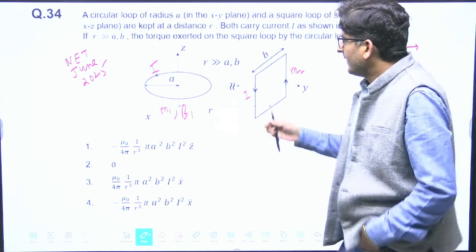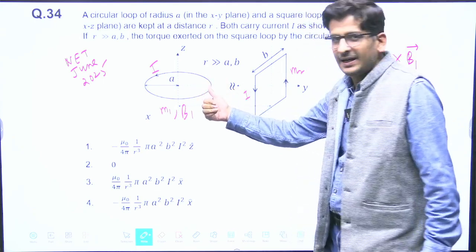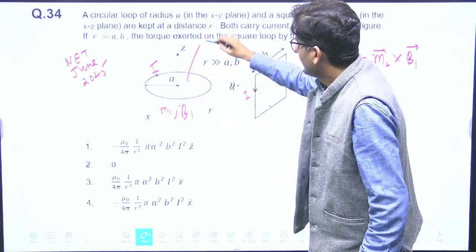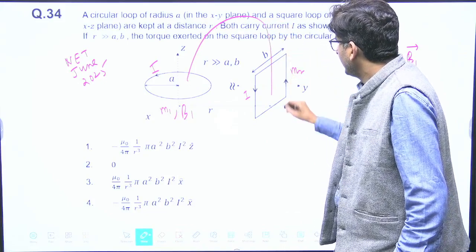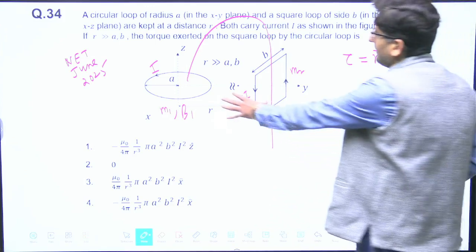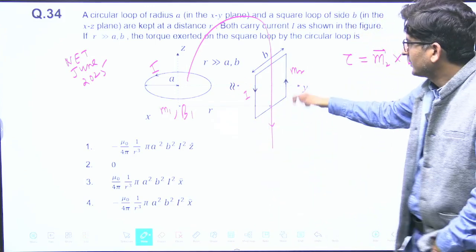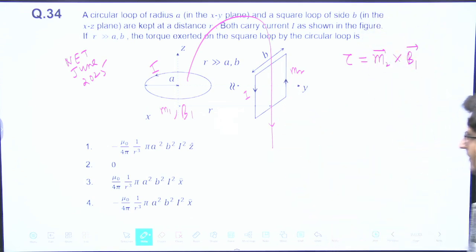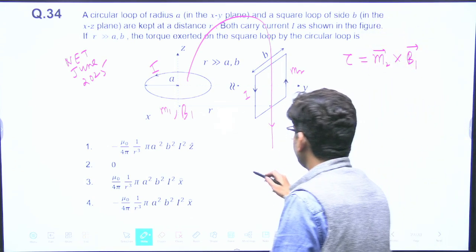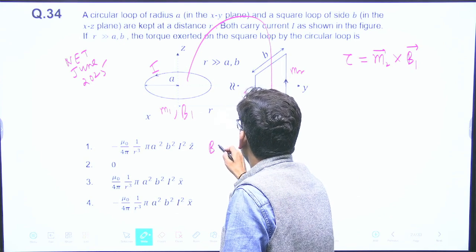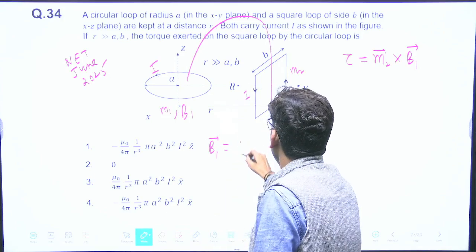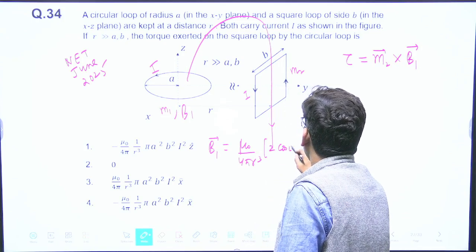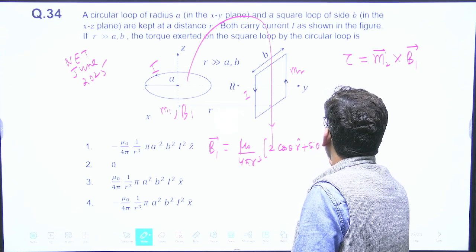And now please see, this is a small magnetic dipole. So the magnetic field will be coming like this. If you imagine, it will come like this and it will be going like this, okay? So this is the magnetic field and you can see the direction also, the magnetic field is minus z cap. Let us calculate the magnetic field first of all because of this circular loop. So the magnetic field B due to this circular loop, B1, will be mu naught by 4 pi r cube, 2 cos theta r cap plus sin theta theta cap.